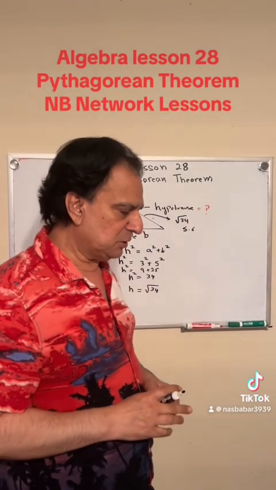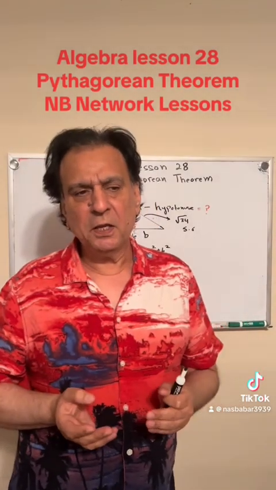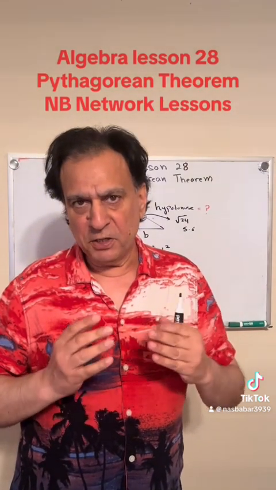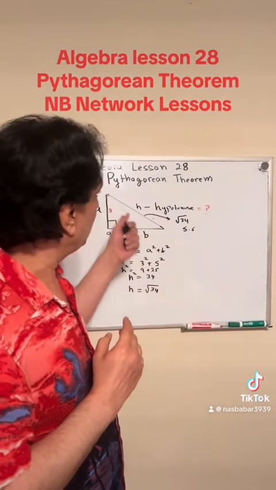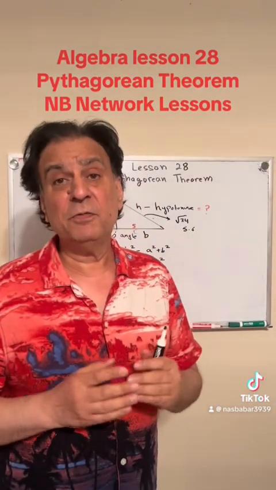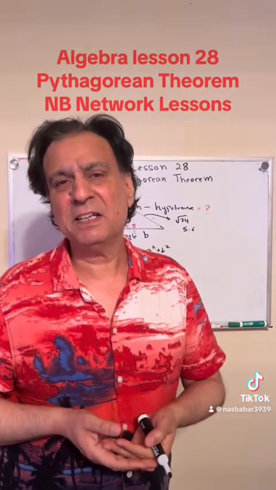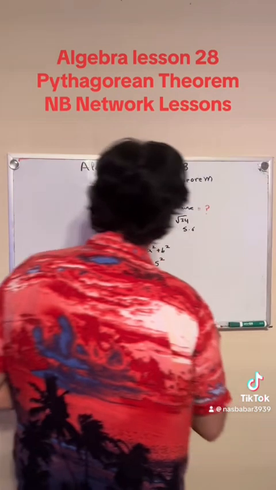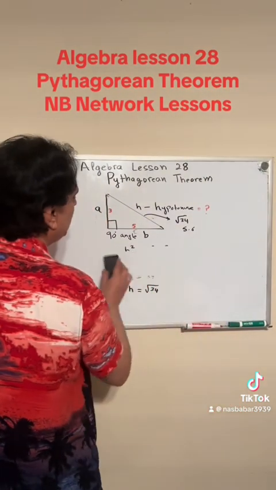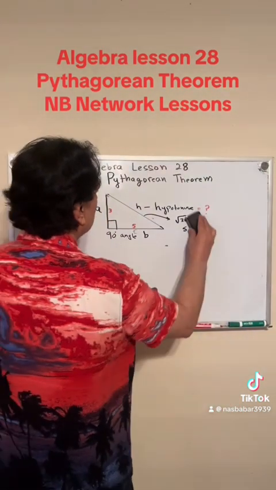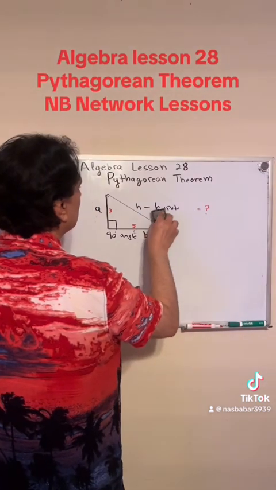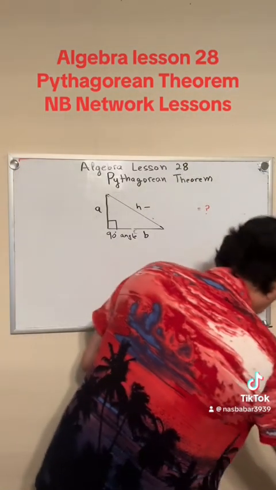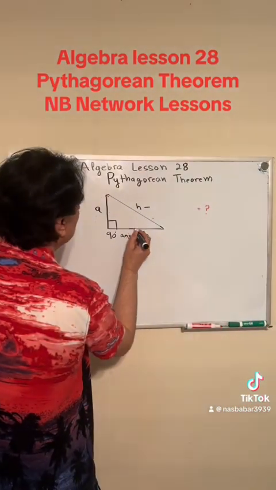Now let me ask you this. If I give you numbers, is there a way you can determine, by using the Pythagorean theorem, whether that is indeed really a right triangle or not? Let's see how we can figure that out. I'm going to go ahead and delete this, delete this 5, delete this 3, and show you.